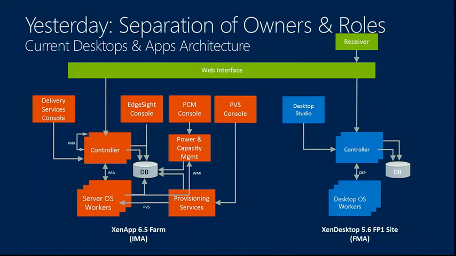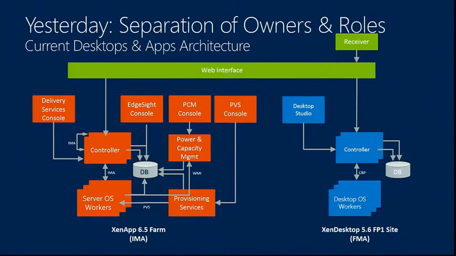But each of these consoles are where it gets really, well, ugly. It gets really difficult to figure out which is the right design for me to choose. If you look at the orange blocks again, you can see we have the Delivery Services Console. You have EdgeSight, you have PCM, which is Power and Capacity Management for draining your XenApp servers on demand, and Provisioning Services. Each of these are all individual consoles that over the years became quite a pain in the butt for you to administer and figure out which is the right solution for me.